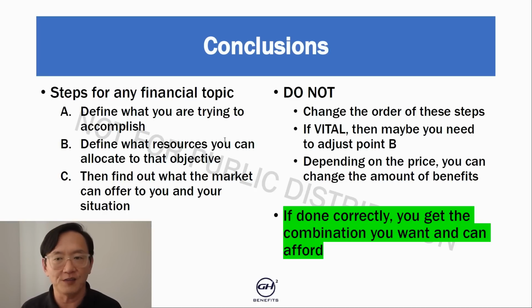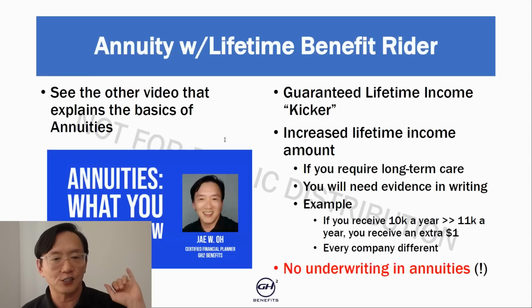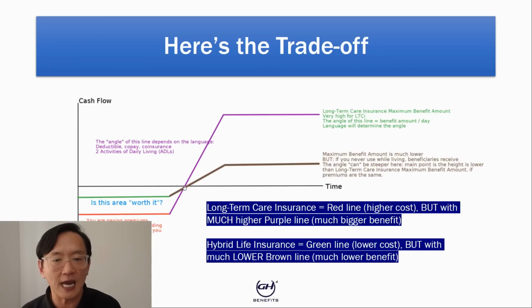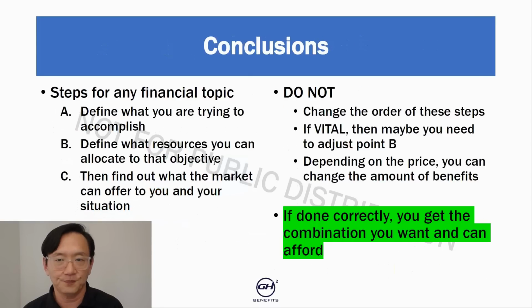Please don't change the order of these steps. Don't change the order of these steps. Just to look at the sticker price. Because let's say, for example, and let's just take it here, let's say I wanted the steepness of this purple, but I just can't afford the full red. You could just lower the maximum benefit amount, in other words, the height of this purple. That would lower your premium. Maybe then you can find the fit that fits your budget, your resources, and addresses your objectives.